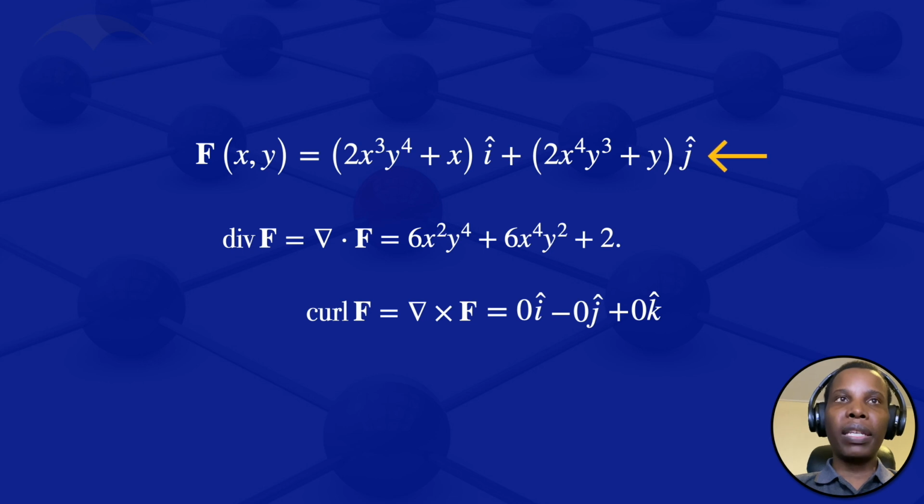This given vector field has divergence 6x squared multiplied by y to the power 4 plus 6x to the power 4 multiplied by y squared plus 2, and its curl is equal to the 0 vector. And if the curl is equal to the 0 vector, then the given vector field is said to be conservative. So what we are having here is a conservative vector field.